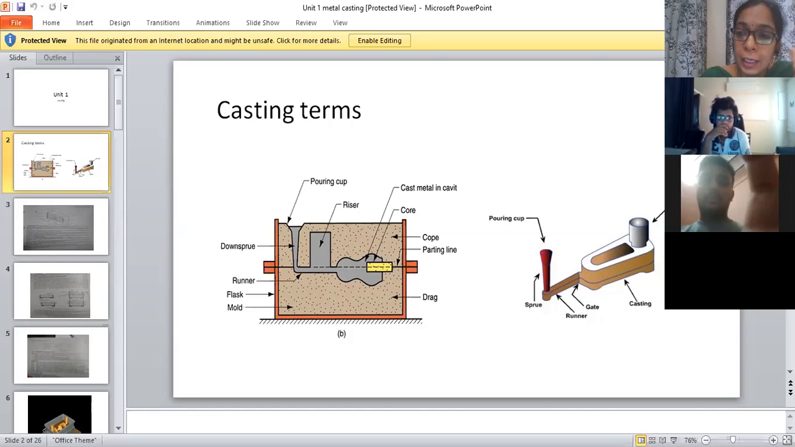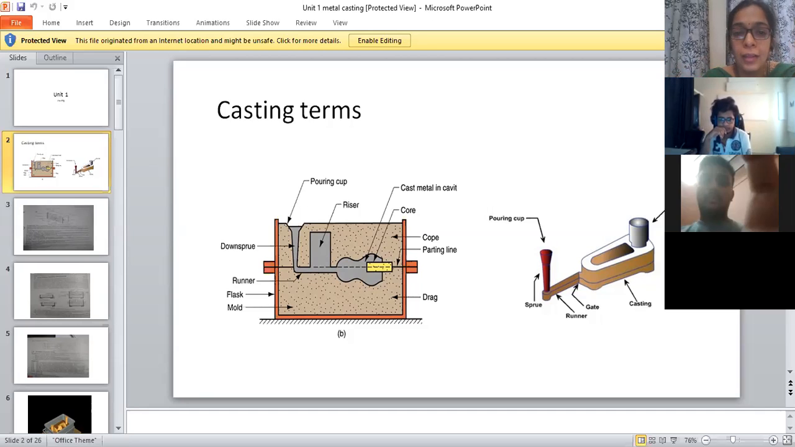So in 2 marks questions, they will ask you what is a core and what is a core print. This is very important. The core is the one which will create the hollow cavity. If I want to manufacture a component like this, I will simply insert the core inside it. This yellow colored core part is simply made with sand.